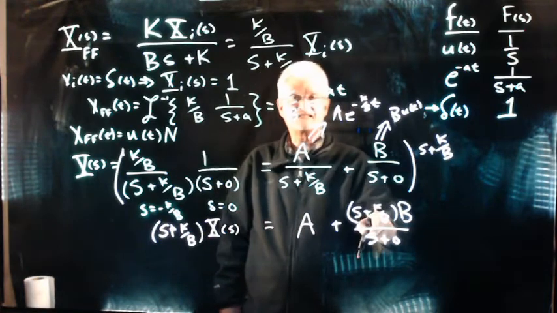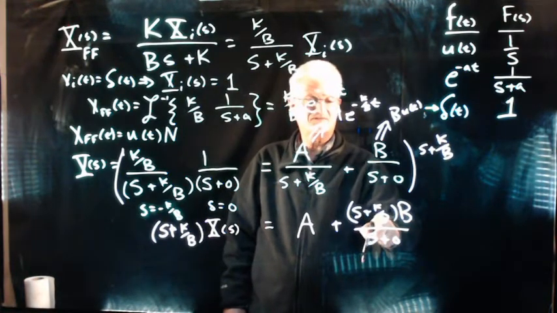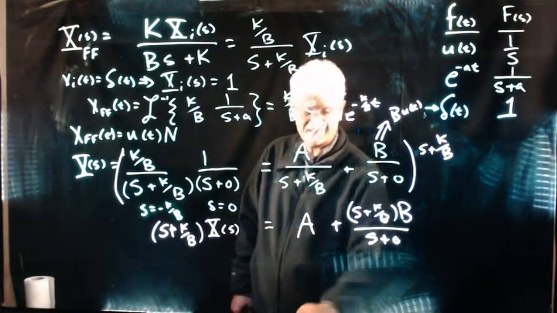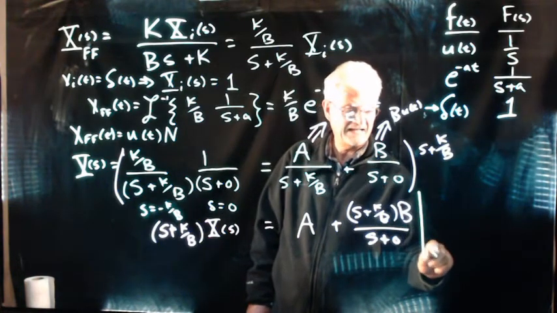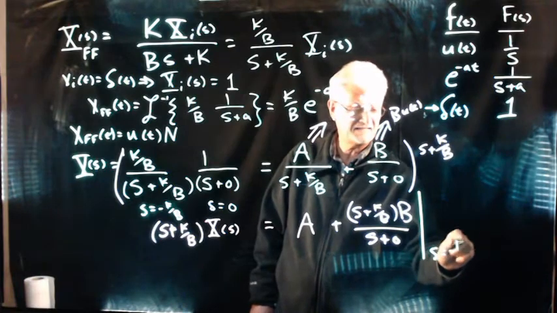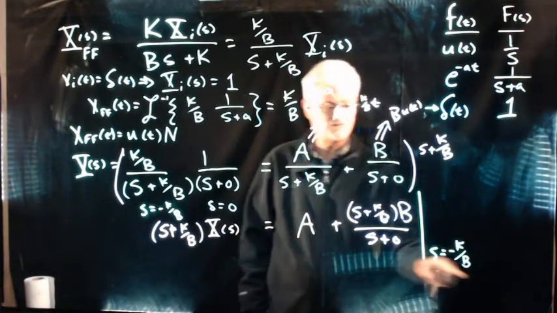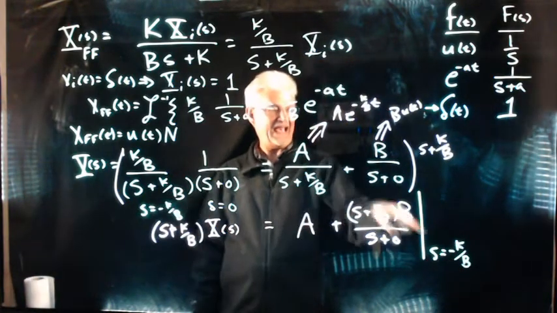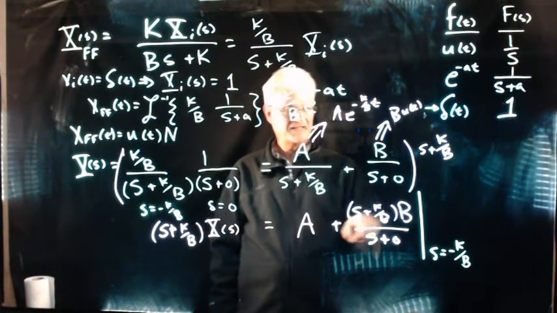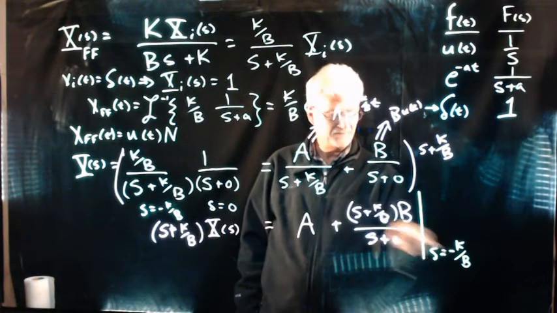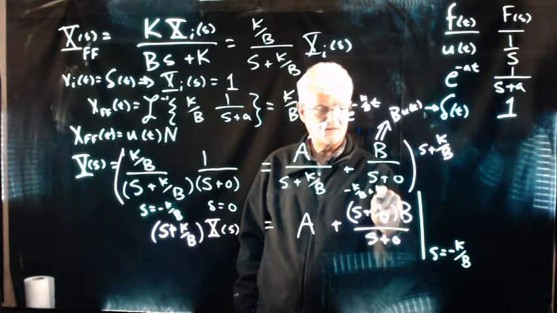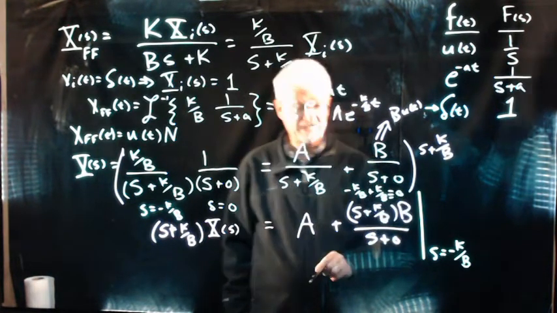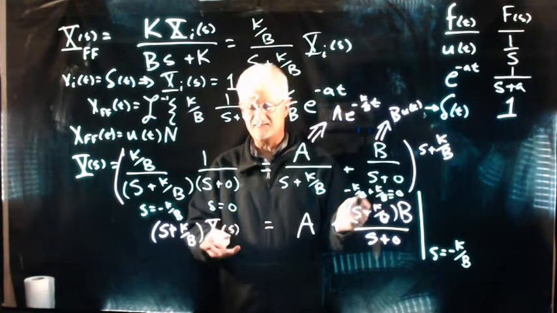But there's one place here where, if I was tricky about it, I could evaluate this whole thing at s equals minus k over b. So I'm going to evaluate this whole thing at this root. Guess what happens when I put minus k over b plus k over b equals 0? Ta-da! I've made that disappear.